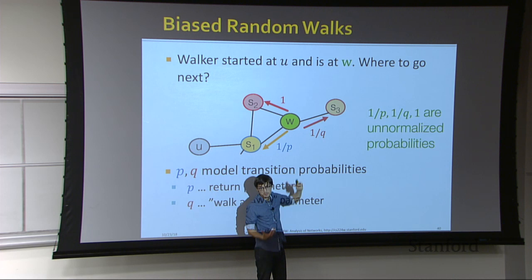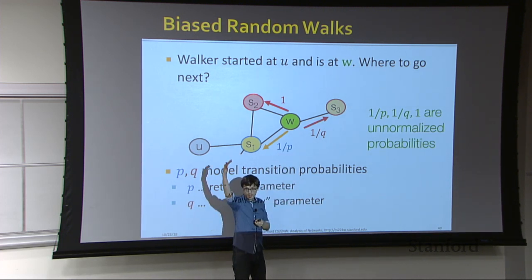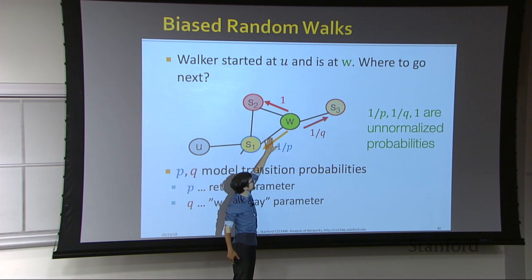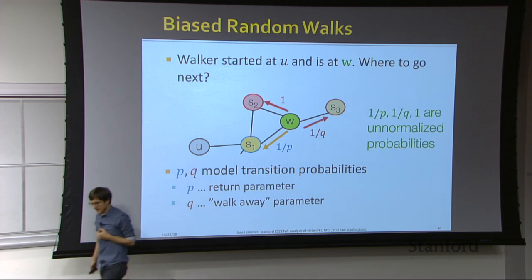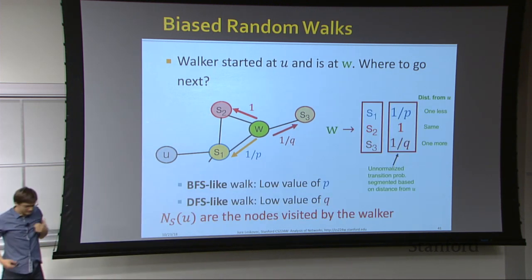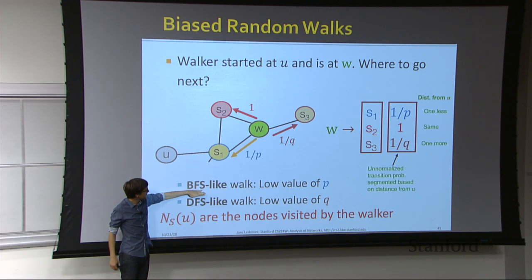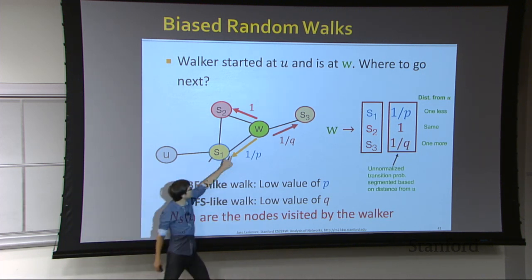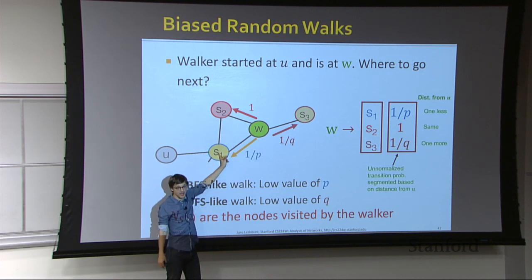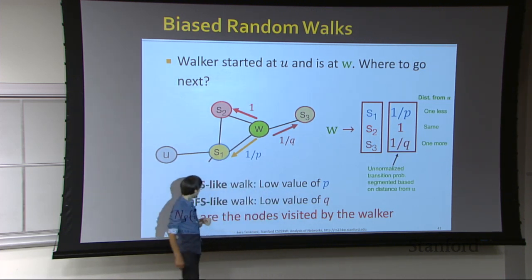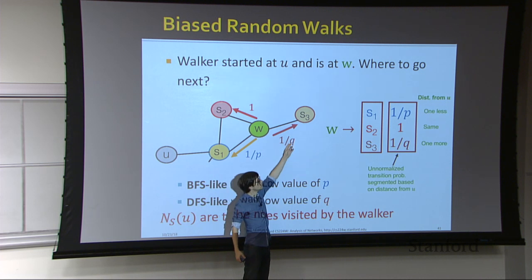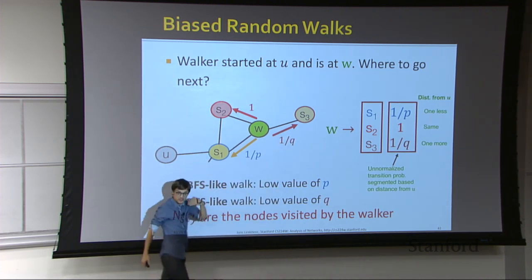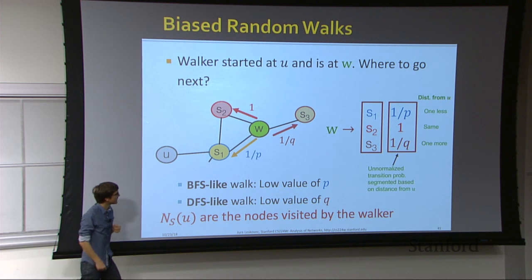If I make Q small, the walk will want to escape. If I make P small, then this will have a high weight. The walk will want to go back, okay? That's essentially the idea. This is what I just said, right? If I want breadth first search like exploration, I want this weight to be high so that the walker is likely to go back. I want to set a low value of P. If I want the depth first search, if I want to go away from the starting point, I want to have Q to be small. So I want this edge to have high weight so that the walker goes that way, right?